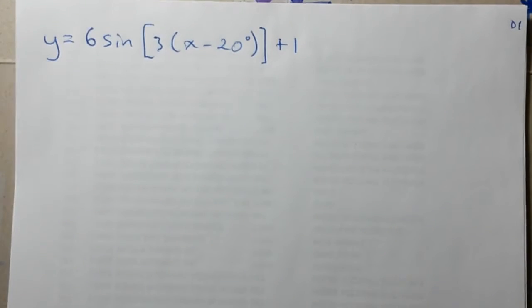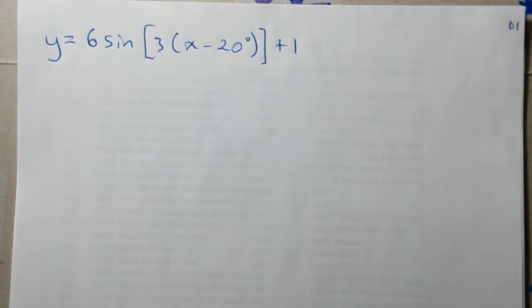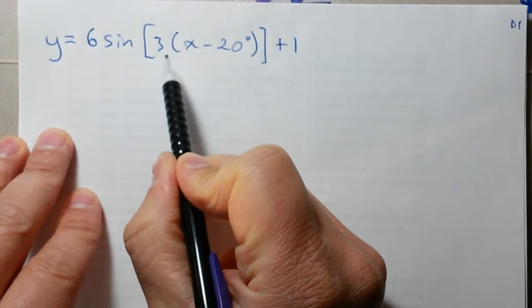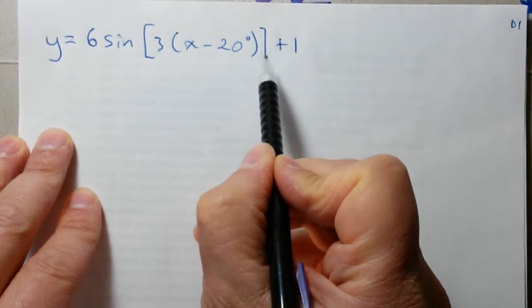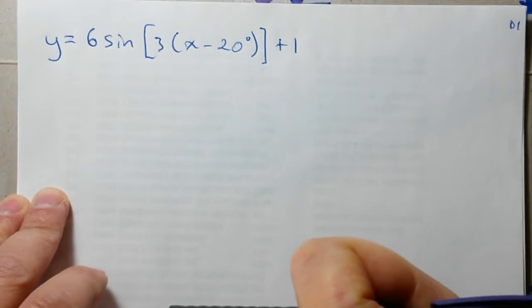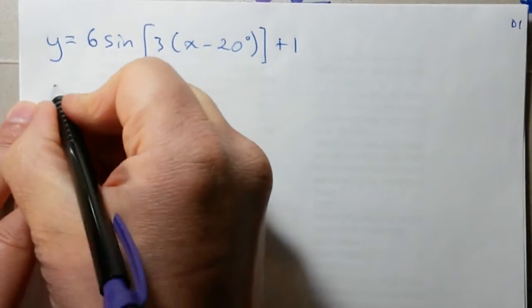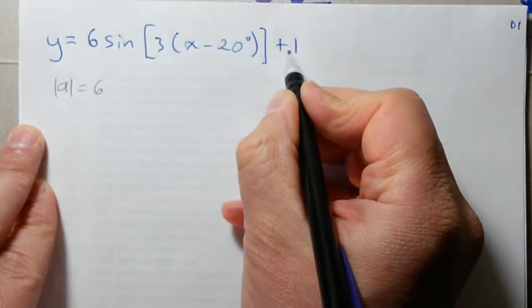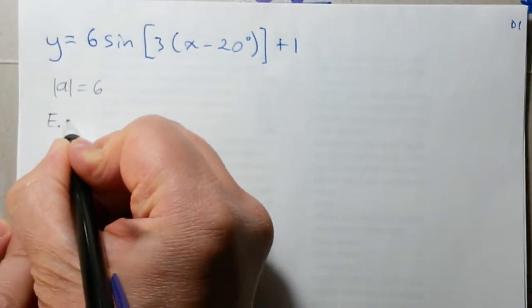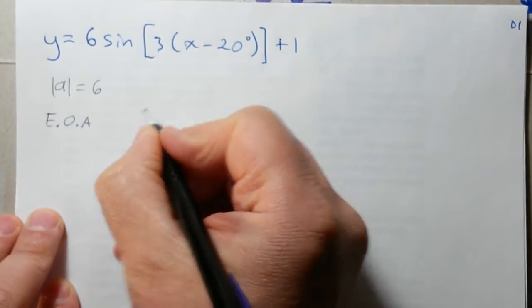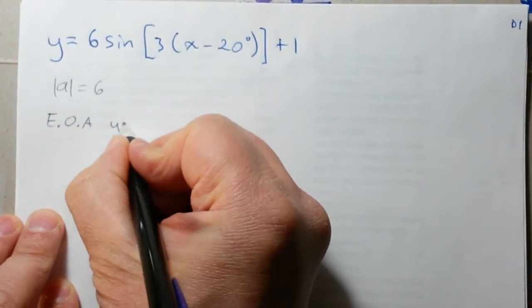Okay, so let's begin with our example. With our first example, we have y equals 6 sine, open bracket, 3 times, open bracket, x minus 20 degrees, close bracket, close the square bracket, plus 1. Okay, so first let's start collecting our data. Let's collect what seems to be more obvious here. So the amplitude will be 6. The equation of axes will be 1, so we write it as y equals 1.